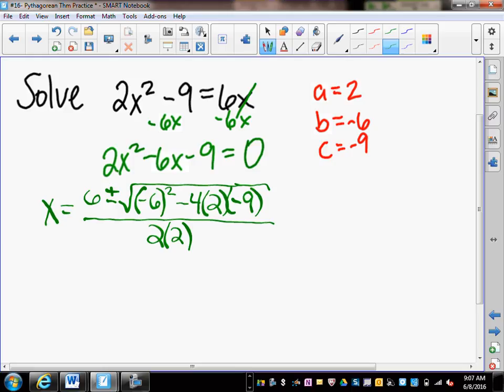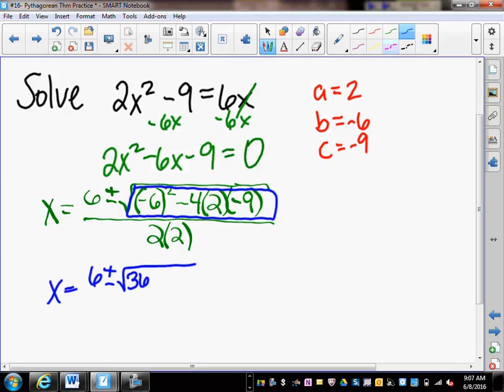Now again, if you want to use the calculator to help you out in simplifying, use your calculator. That's probably the most complicated part of the simplifying there. Okay? So we have 6 plus or minus, okay, negative 6 squared gives us? Good, positive 36. Negative 4 times 1 is negative 4. And negative 4 times negative 9? Good, positive 36. What's 2 times 1? 2. Awesome. Alright, so we continue from here.